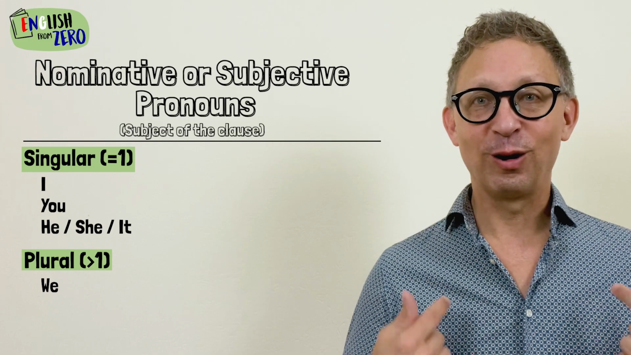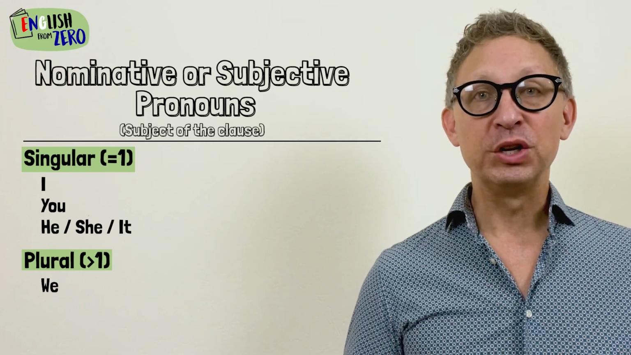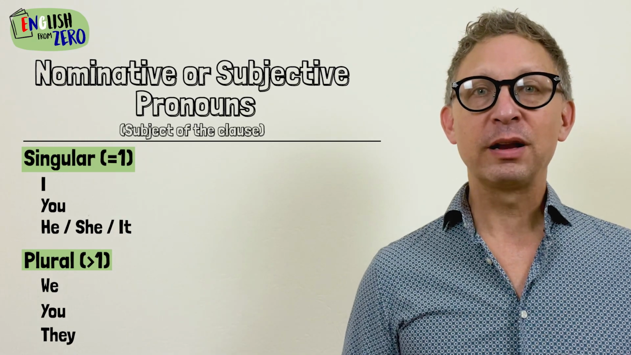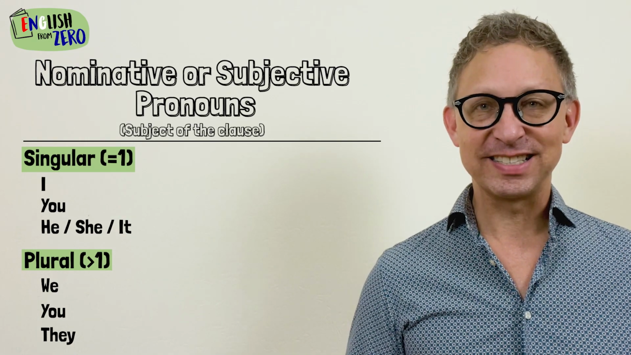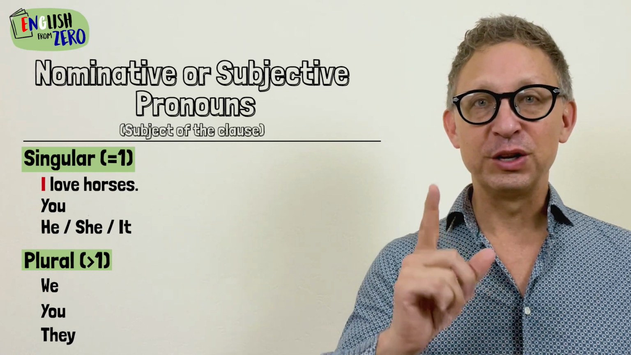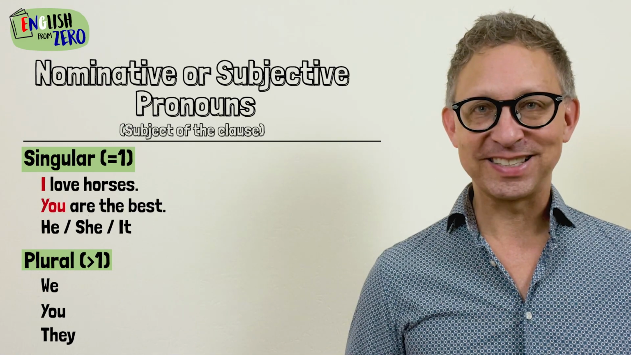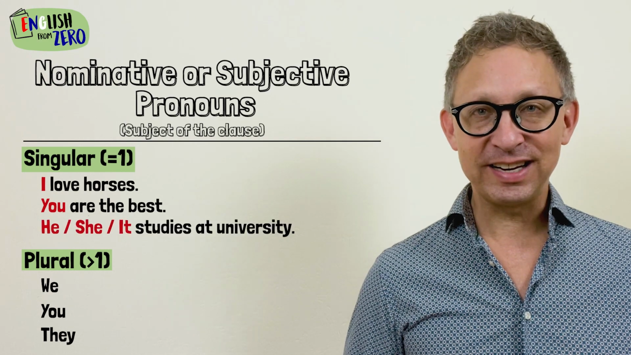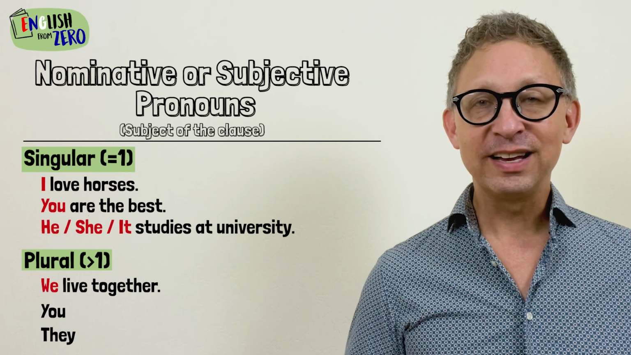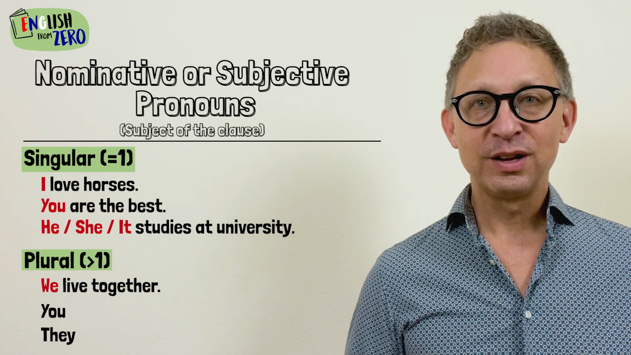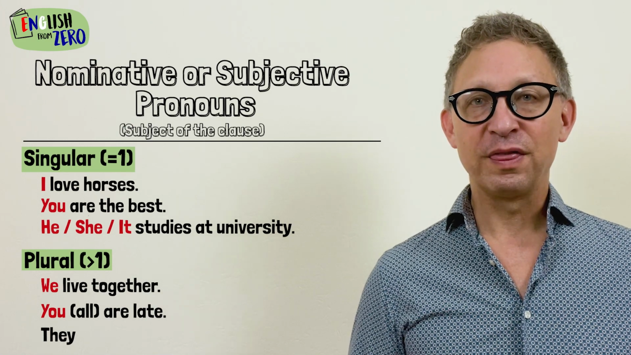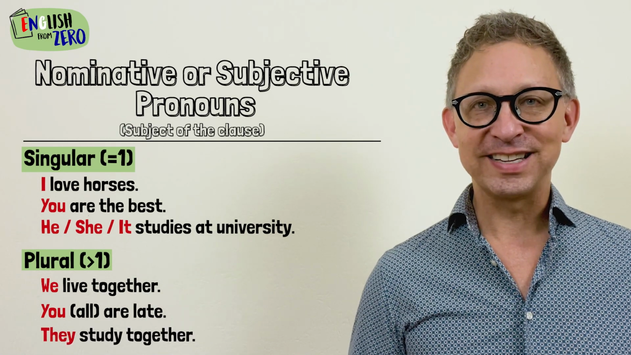We, all of us, we, you all, they. Now let's look at some sample sentences. I love horses. You are the best. She studies at university. We live together. You are late. They study together.